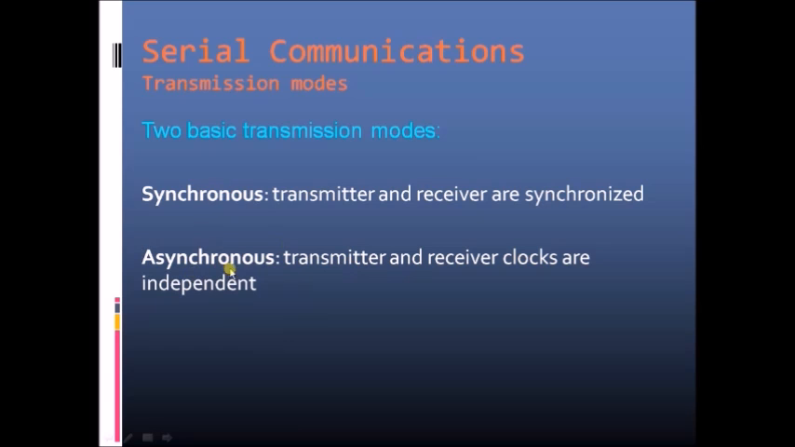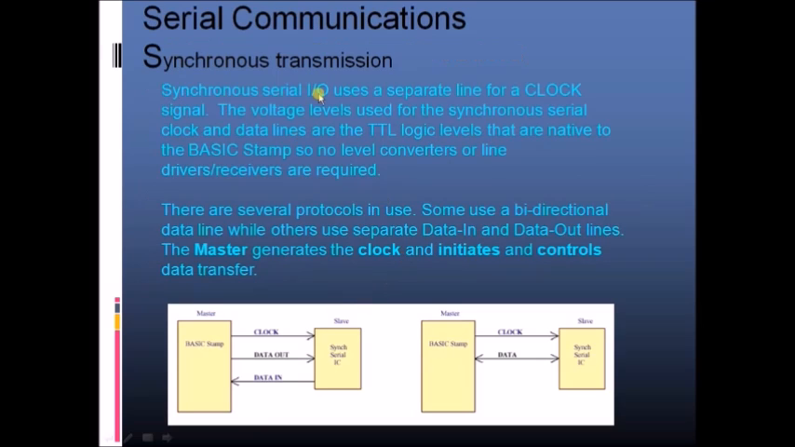But when it comes to asynchronous communication, two independent clocks are given, but the clock values must be the same. It means if I'm applying 2 kHz at the transmitter, the same 2 kHz should be applied at the receiver. Only then does successful communication take place. So synchronous has a common clock, and asynchronous has two independent clocks, but the value must be the same. Now let us see how synchronous transmission is implemented.